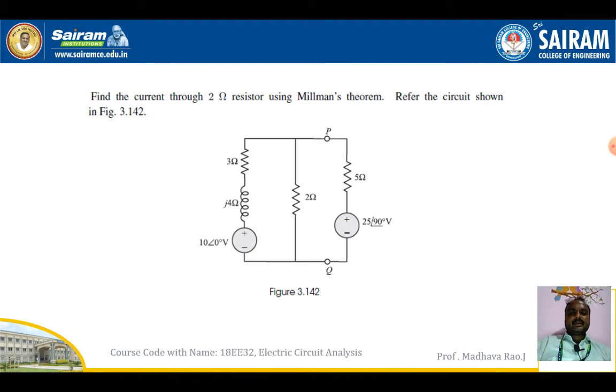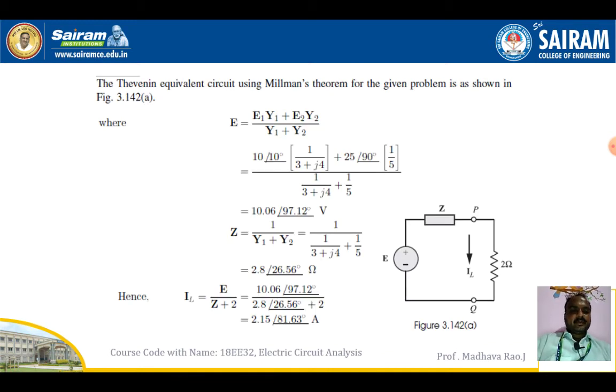So find the current through the 2 ohm resistor using Millman's theorem. Refer to the circuit shown in the figure. So where is the 2 ohm resistor? See, it is connected between two voltage sources. According to Millman's theorem, we have a formula: E is equal to (E1 Y1 plus E2 Y2) by (Y1 plus Y2).